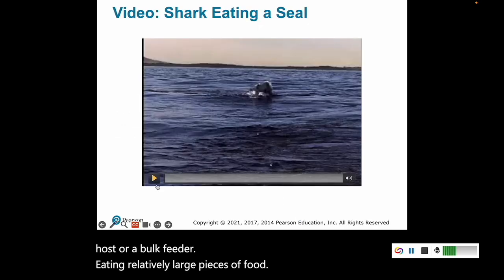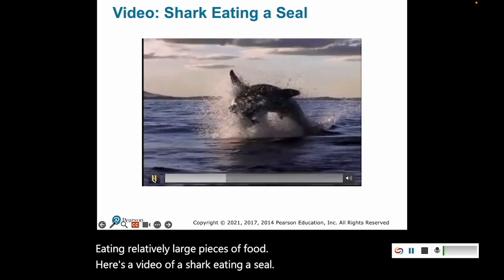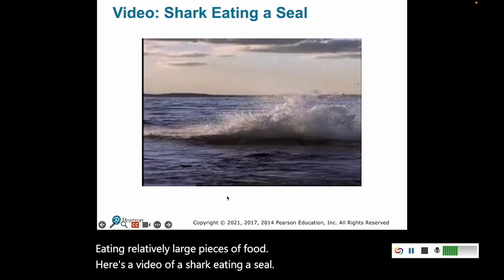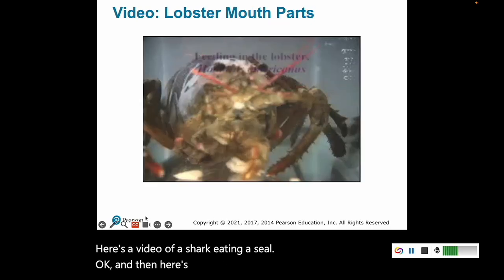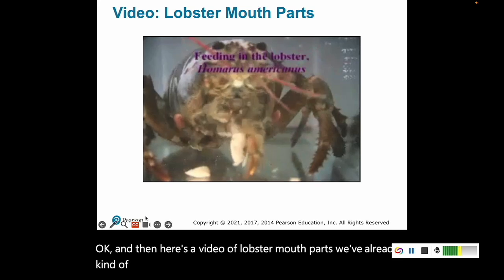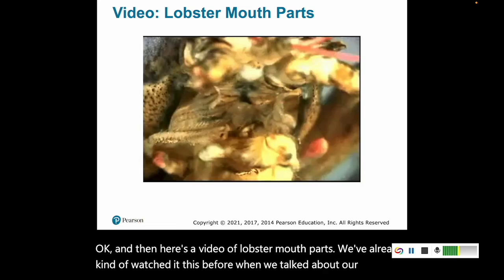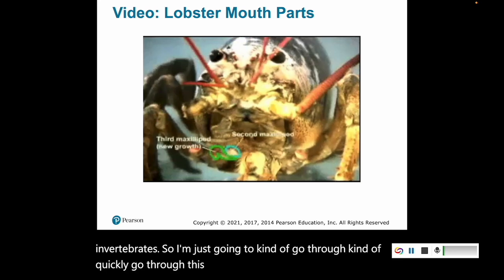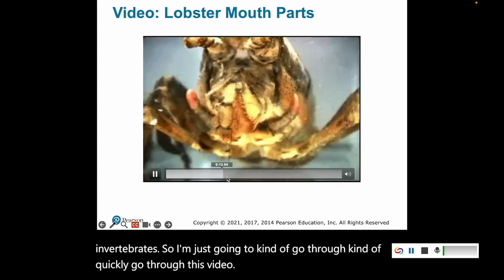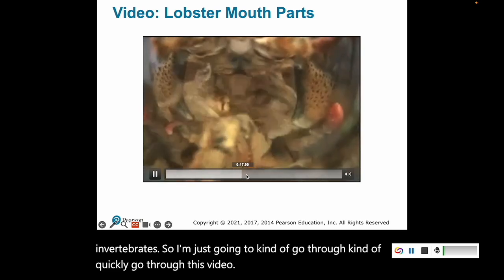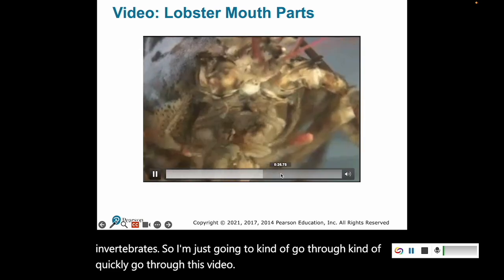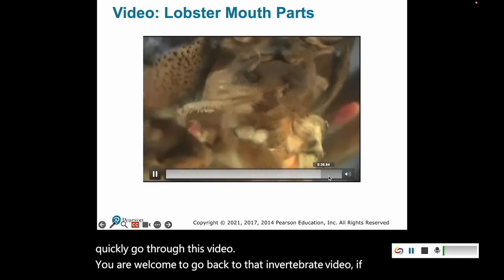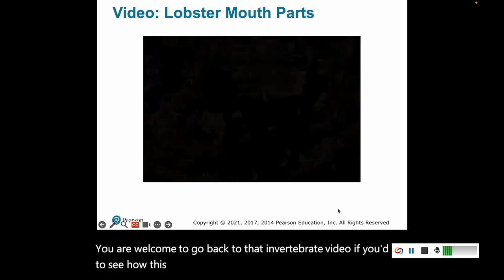Here's a video of a shark eating a seal. Okay, and then here's a video of lobster mouth parts. We've already kind of watched this before when we talked about our invertebrates, so I'm just going to quickly go through this video. You are welcome to go back to that invertebrate video if you'd like to see how this lobster is eating in a little bit more detail.